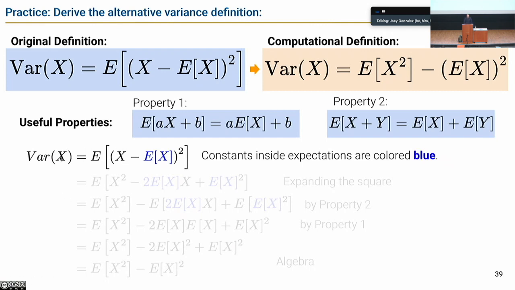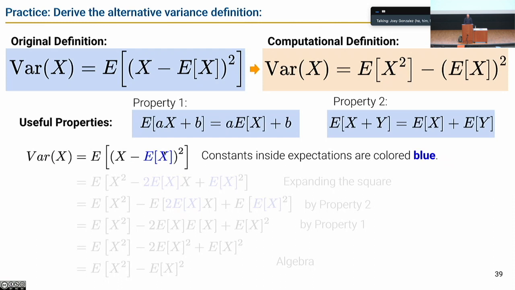All right, so the variance of x is defined in the original definition here. I'm going to use a little bit of a weird coloring notation, but I want to color things that are not random variables blue when they're inside of expectations. So this E of x is not a random variable. That's a number. It's a constant. Okay? That behaves like our b over here.